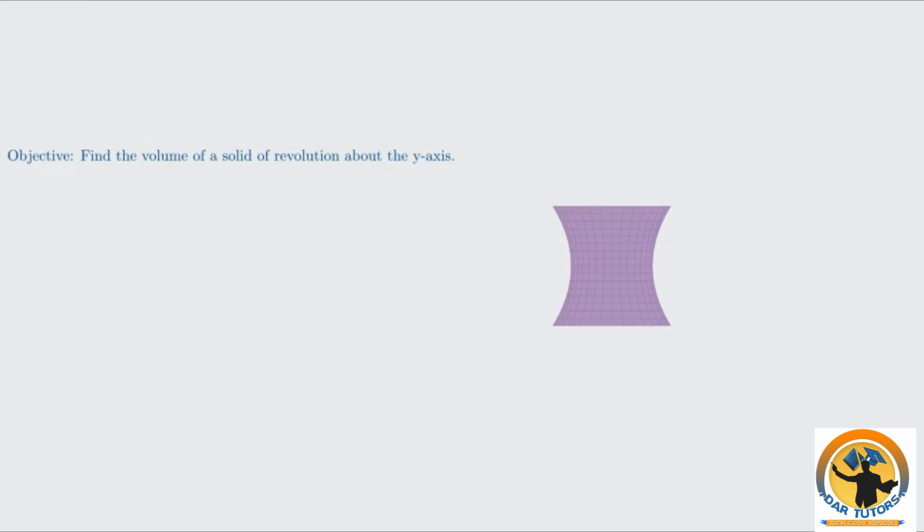Again, we use the disk method, but this time we slice the solid into thin horizontal disks, perpendicular to the y-axis. For each disk, the radius r is the distance from the y-axis to the curve, which is x or g of y. The thickness is a small change in y, dy. The volume of one disk is pi times the radius squared times the thickness. Substituting g of y for the radius, we get pi times g of y squared dy. Integrating from the lower y-bound c to the upper y-bound d gives us the total volume.